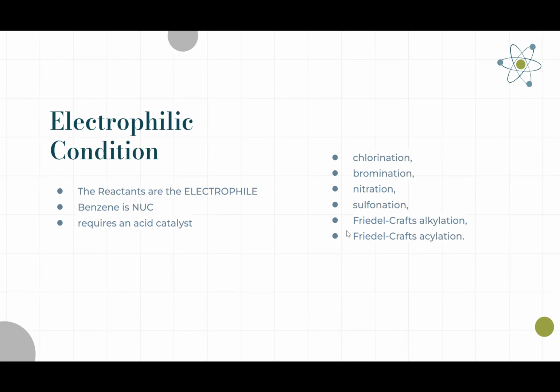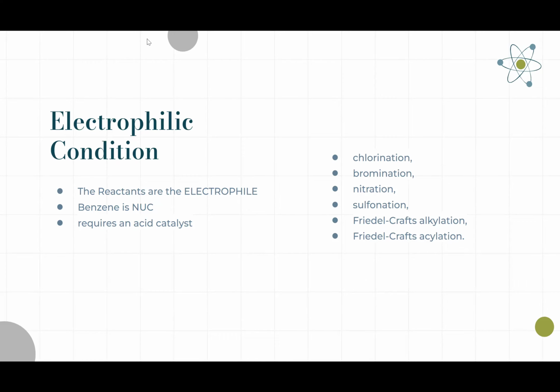These are the 6 main ones you have to know. Of course, you have to know more, for example the TBDMS one, where you change the O into a good leaving group, which I believe you can view on your own. But I'm just going over the 6 main ones, which are chlorination and bromination, and of course they happen in pairs.